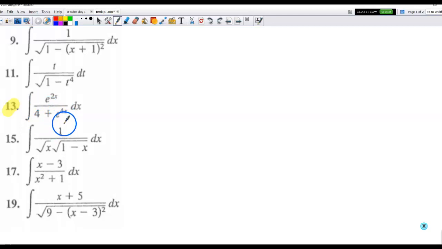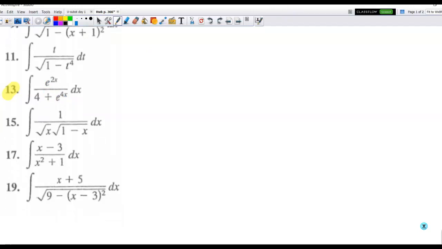I could try to use substitution. Because these are perfect squares, I think I'm going to start with trying to see if this will go to inverse tangent. Notice I say I think I'm going to try that, because I'm working these problems from scratch. I'm working them cold. So I have to think about my strategies.